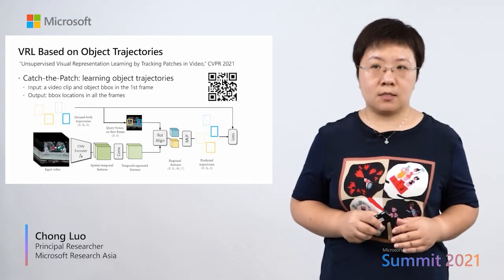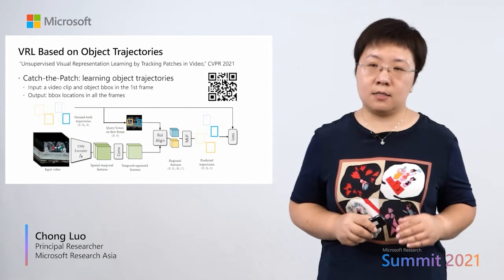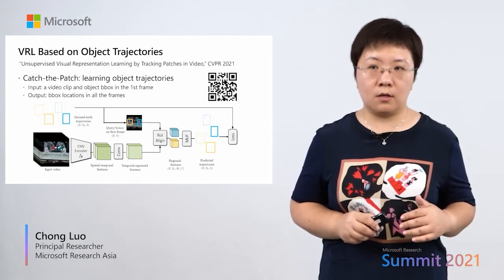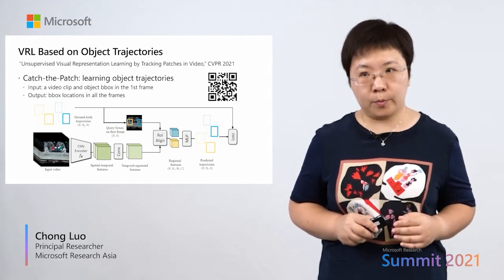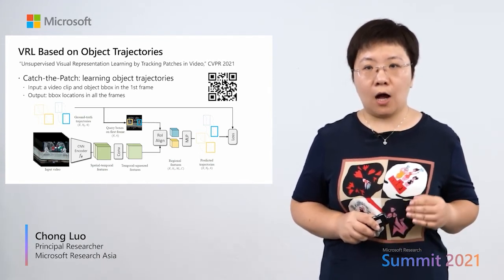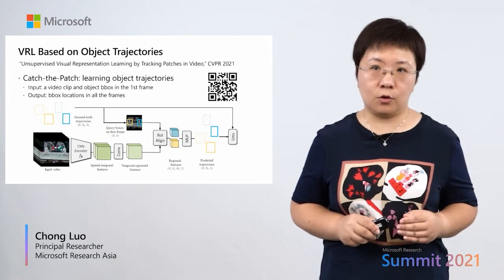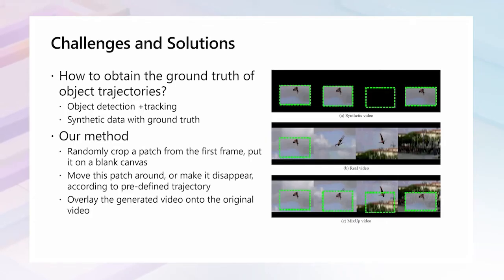This pretext task is a prediction task, but it is different from the previous ones where the supervision signal is very easy to obtain. In this proposal, the main challenge is how to obtain the supervision signal, or the ground truth of object trajectories. There are at least two ways to obtain the ground truth trajectories. One is to employ modern object detectors and trackers to detect salient objects in the first frame and then track them down in subsequent frames.